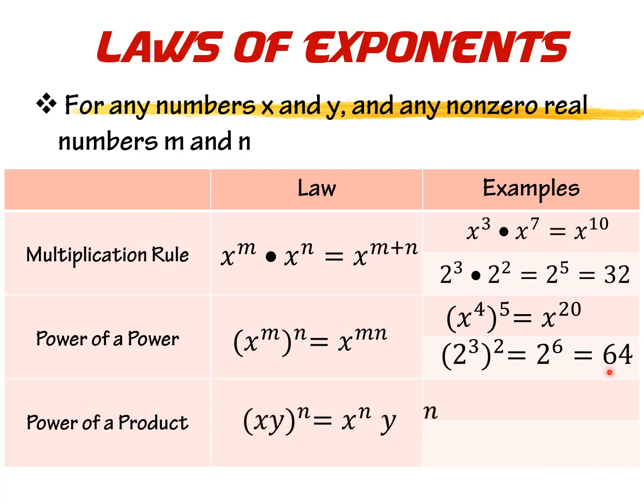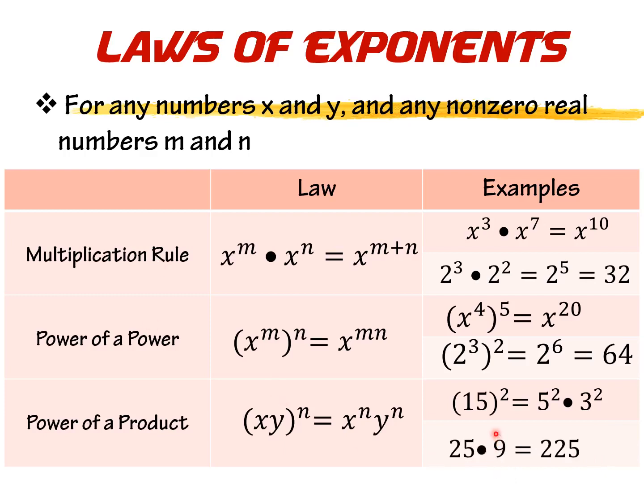Now for the power of a product, you have here the product x times y, quantity raised to the power of n. So we simply distribute the exponent n. The exponent of x and y is 1, so by distributing, that will give you x raised to n times y raised to n. For example, you have 15 squared. We can factor this as 5 times 3, and then we simply distribute 2, so you will have 5 squared times 3 squared. 5 squared is 25 and 3 squared is 9, and then we multiply these, that will give you 225.